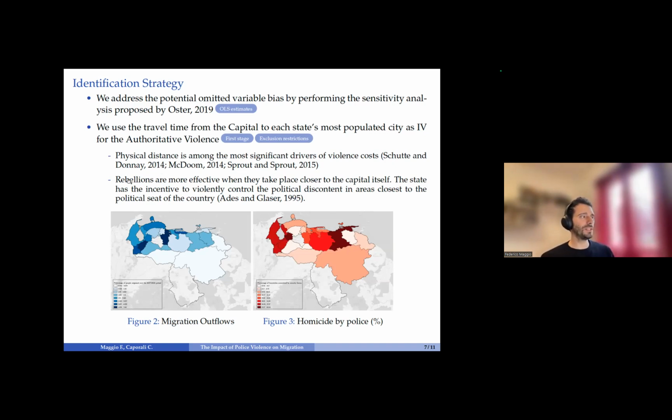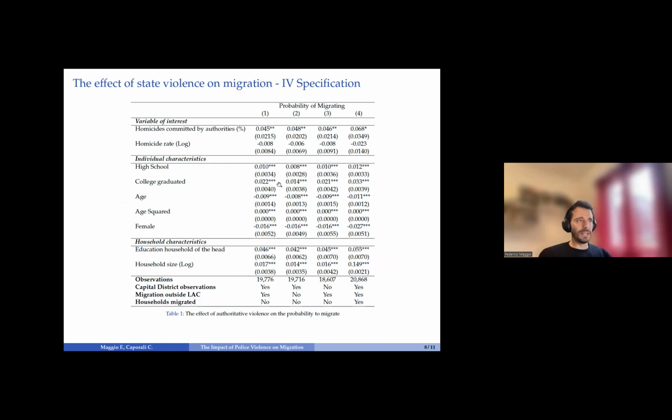And the second strand of literature is related to the political economy, which states that rebellions are more effective when they take place closer to the capital itself. And so the state, the central government, has a higher incentive to violently control the political discontent closer to the capital, to the political seat of the country. So finally, I show you the main results, the estimated effect of authoritative violence on the individual probability to migrate.